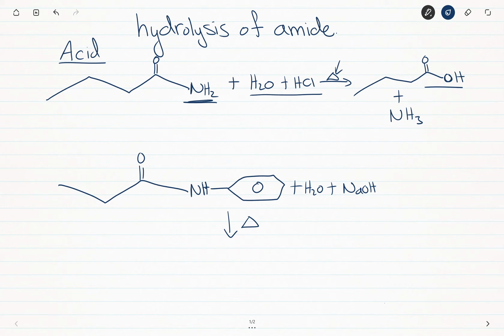There's a second type of hydrolysis, and it's under base conditions. And it does a very similar thing, except it doesn't reform the carboxylic acid directly. It will form the carboxylate, since we know from a previous chapter that when the carboxylic acid is in the presence of a base, it will be deprotonated and have that negative charge on the oxygen.